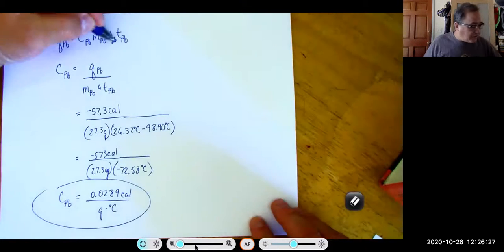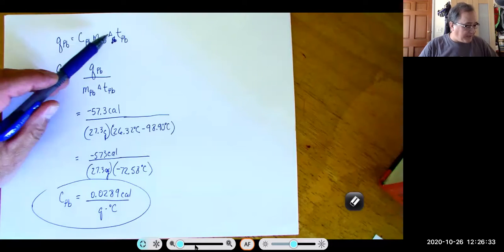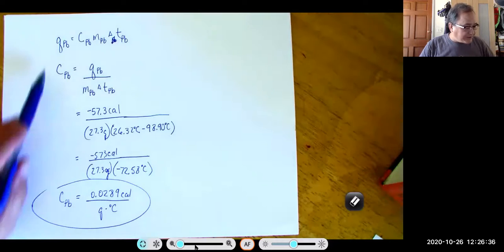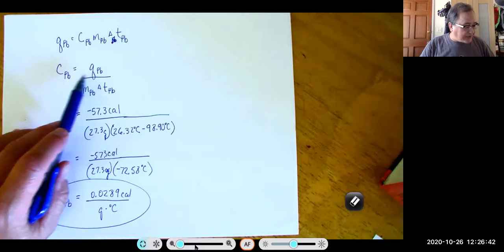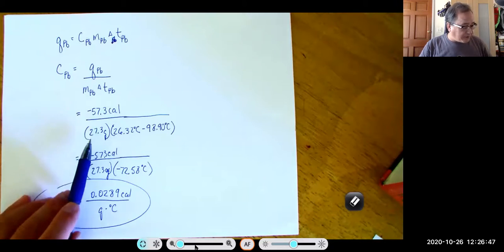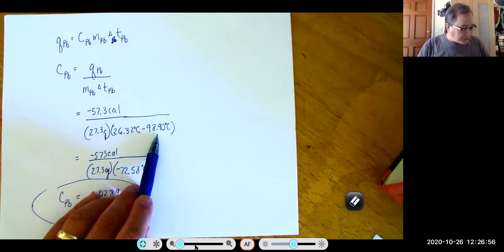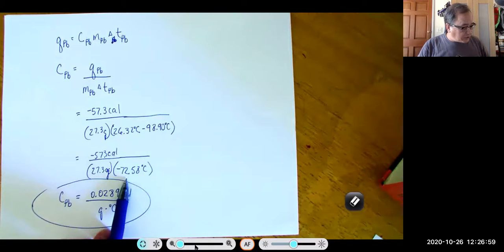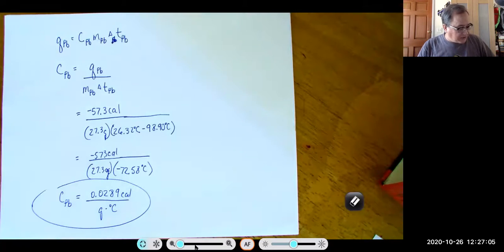So here, Q of the lead is the specific heat capacity of the lead times the mass of the lead times the change in temp of the lead. When I switch this around and focus instead on specific heat capacity of the lead, I get Q of the lead over mass of the lead, change in temp of the lead. This is minus 57.3 calories. This is 27.3. And this, we put the final temp first, and then the initial temp second. And so we get a negative change in temp. So a negative energy over a negative change in temp because it's a positive value, and we get positive 0.0289 calories per gram degree Celsius.